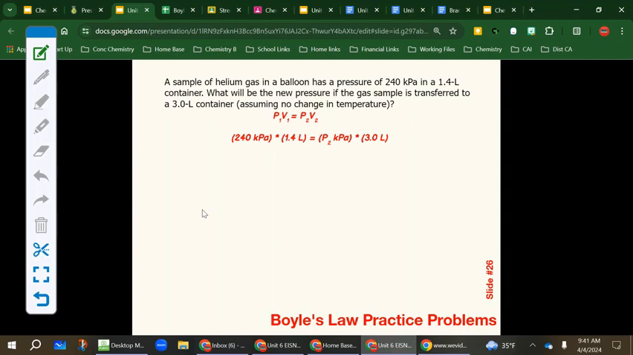Now, before we go any further, what's happening to volume here? From 1.4 to 3.0. It's going up. What's going to happen to pressure? It's got to go down. So I don't know what the final number is yet, but it better be less than 240 kPa. Otherwise, you've done something wrong. So now this is simply a math problem, ladies and gentlemen. This is a math problem where we need to do what to this?